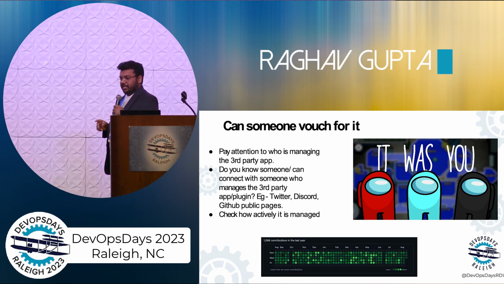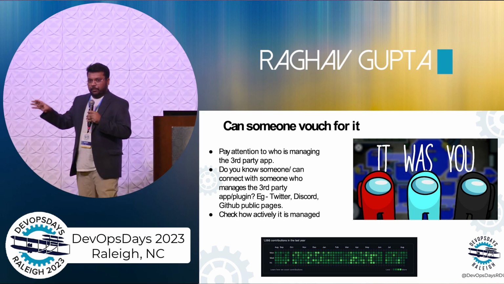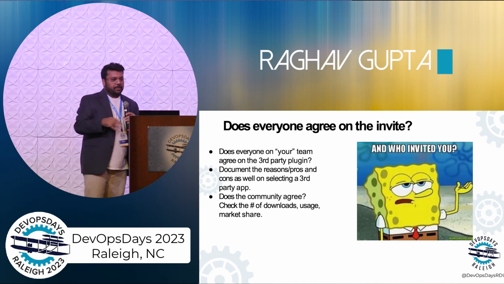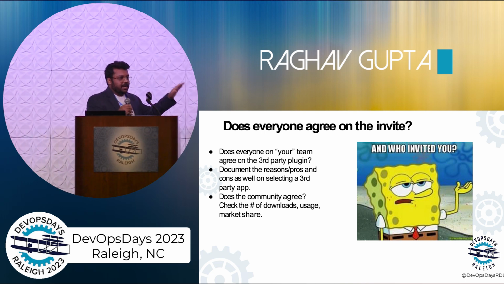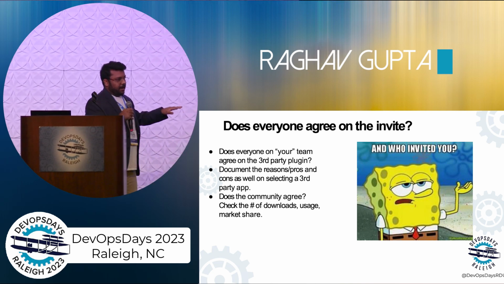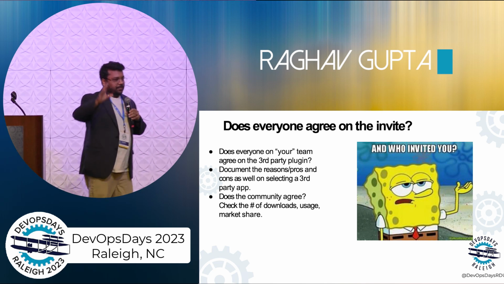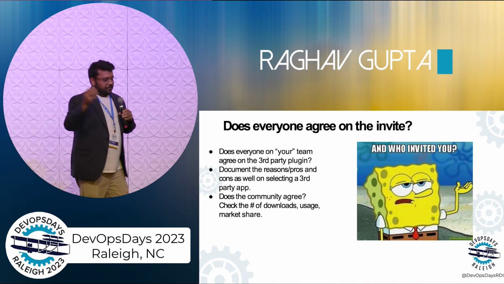Pay attention to who's managing the third-party application. Do you know someone? Can you contact someone on Discord or Twitter? And check their GitHub pages. Check how actively that third-party application is being managed. Don't just pick randomly something that works for you.